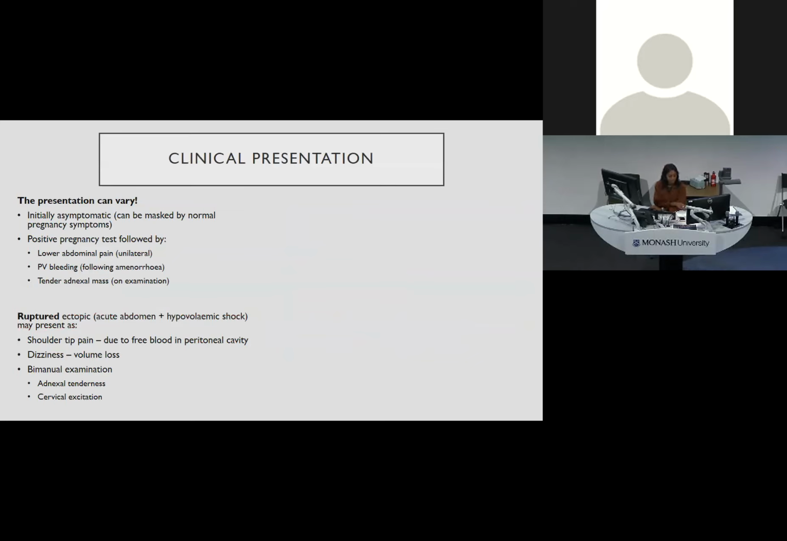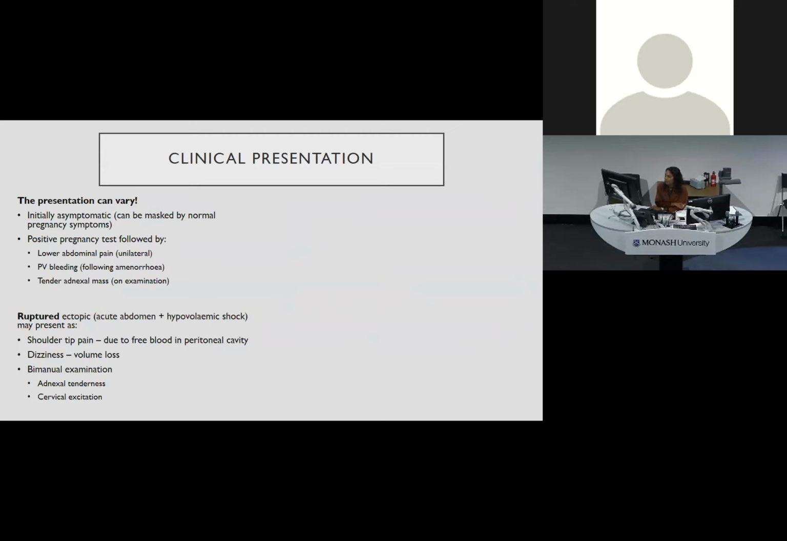In terms of your presentation for ectopic, it does vary. In some cases, it can be asymptomatic, and the actual symptoms of pregnancy mask any of the symptoms that happen with the ectopic presentation. If it is symptomatic, however, you will find someone presenting with, say, unilateral abdominal pain, they may have some spotting, and that's after a period of amenorrhea associated with the pregnancy, or they might have a tender adnexal mass if you decide to do a vaginal examination.